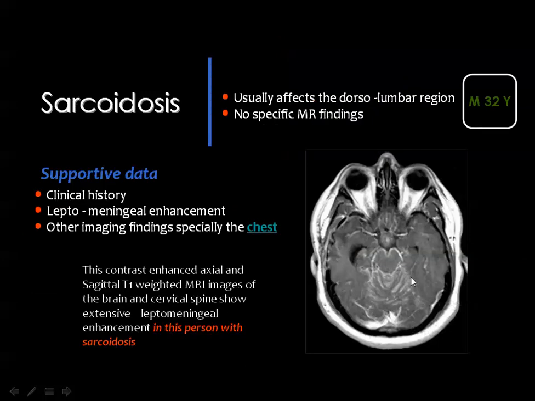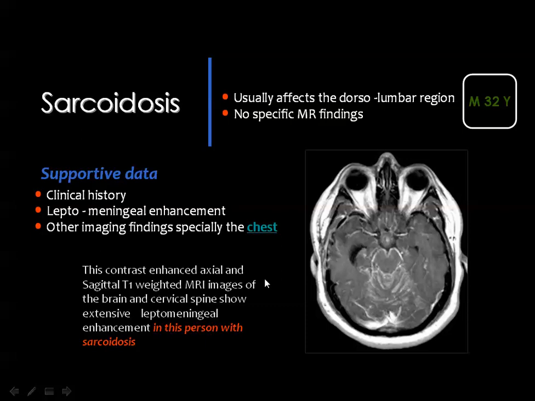Then this appearance is one of the peculiar manifestations of sarcoid, but as I have said, it can occur in other diseases, which is leptomeningeal thickening and enhancement. And you see enhancement along the cerebellar folia, enhancement along the surface of the brain as well. Then in order to reach the diagnosis, as I have said, the clinical history may be helpful and other imaging findings, especially in the chest.